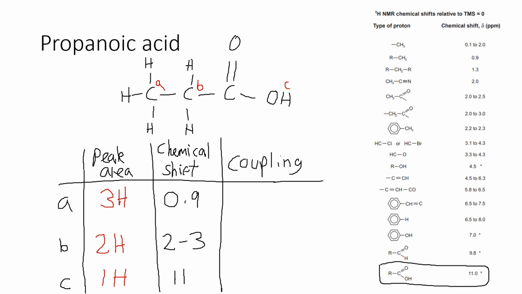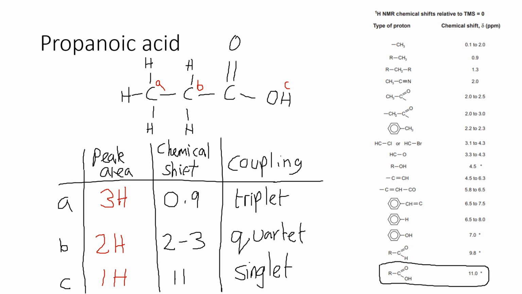A is next to a CH2 group, so N equals 2, so N plus 1 equals 3, so you'd expect A to be a triplet. Now B has got a CH3 group to the left, so N equals 3, so N plus 1 equals 4, so you'd expect it to be a quartet. And C is all on its own, it's got no neighbours, so N equals 0, so N plus 1 equals 1, so we call that a singlet.